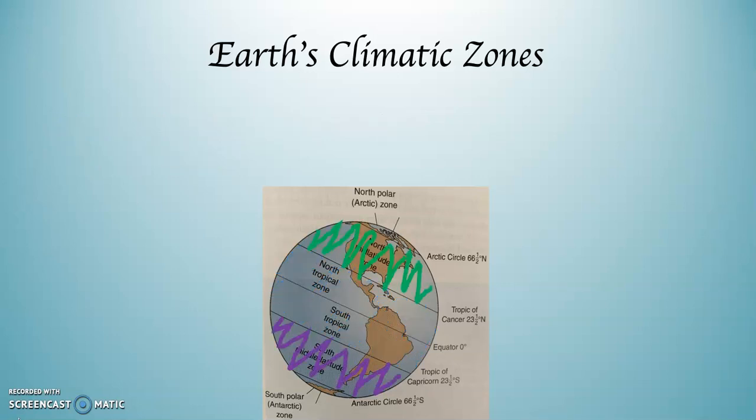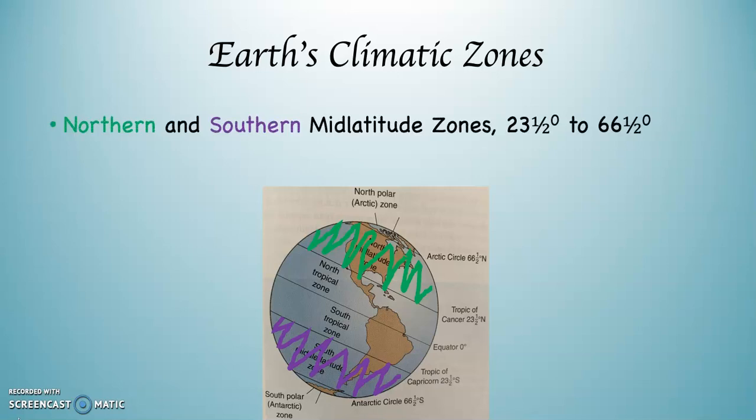The second of these zones is found between 23.5 degrees north, which is the Tropic of Cancer, and 66.5 degrees north, which is the Arctic Circle, and in the southern hemisphere, from 23.5 degrees south, the Tropic of Capricorn, to 66.5 degrees south, the Antarctic Circle. These are the northern and southern mid-latitude zones. This is where I live. I live in the northern mid-latitude zone.